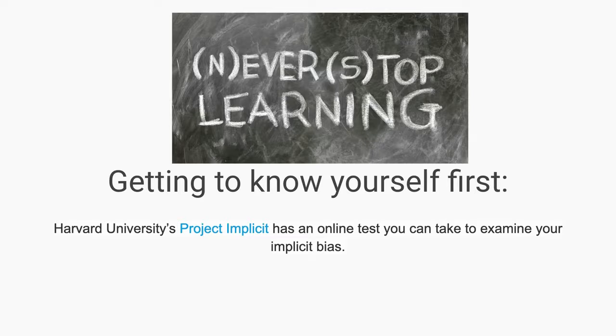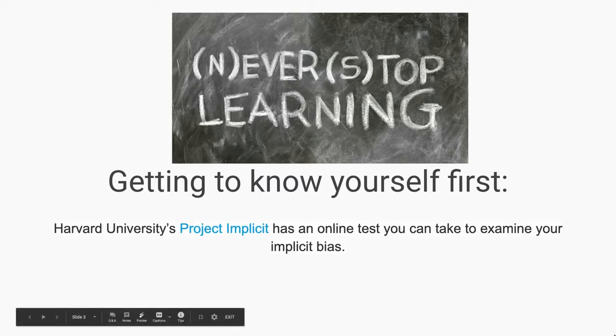Harvard University's Project Implicit has an online test where you can identify any unintentional biases that you may have. The first step to growing and changing and developing a culturally responsive environment is being aware of your own biases and being able to develop strategies to overcome those so that you are there as a supporter for all students.